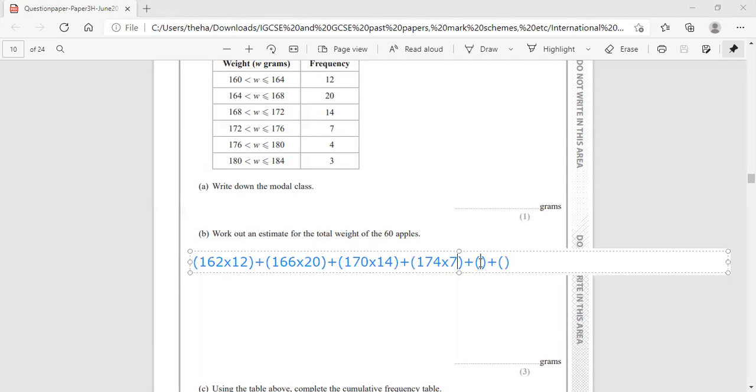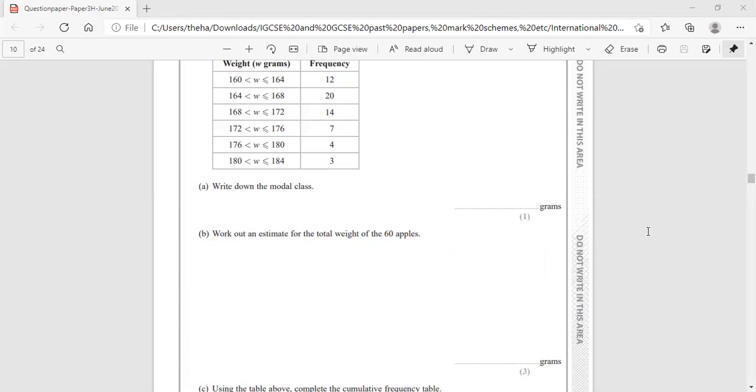Okay, and then we've got the next one, which is going to be 178, and then we're going to multiply that by 4. Then the last one is 182 times 3, and then that is all equal to, so just put that in your calculator. Make sure you use the brackets, as they'll stop any errors in case you make any. So the answer is 10,120 grams, and that is the final answer. So that's 3 more marks there.